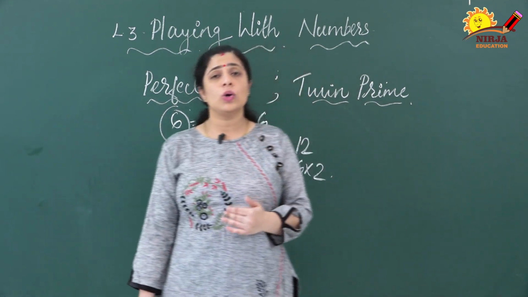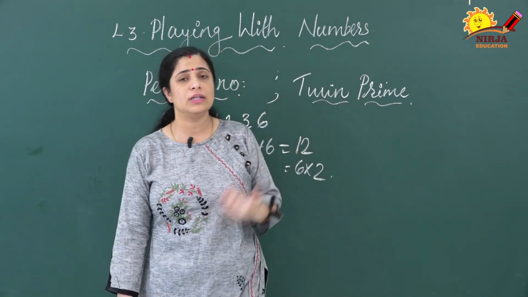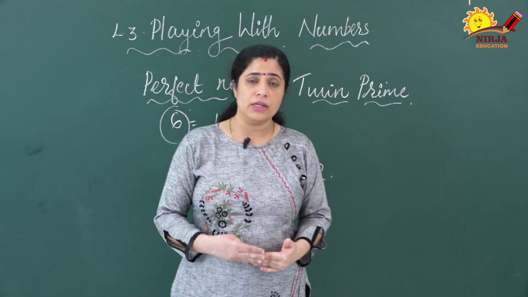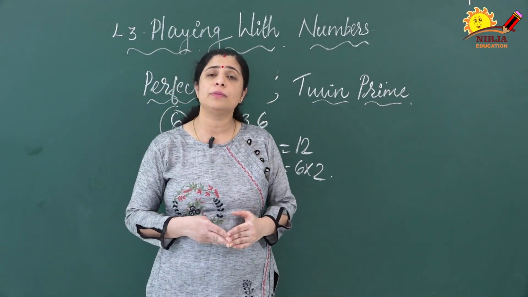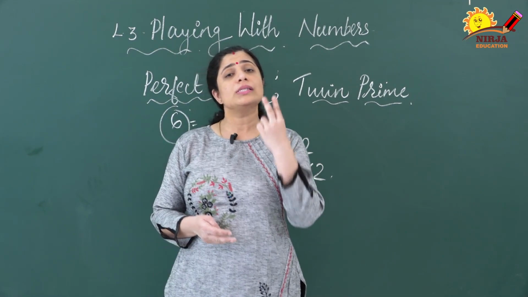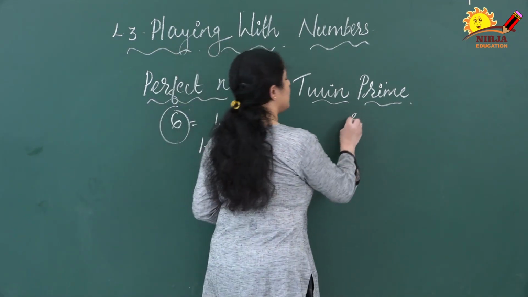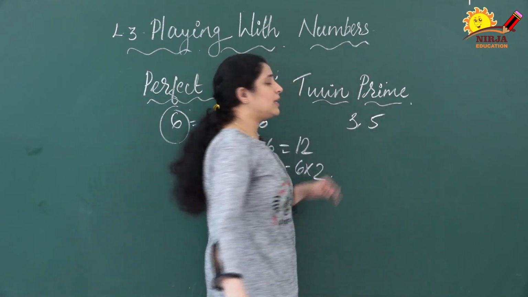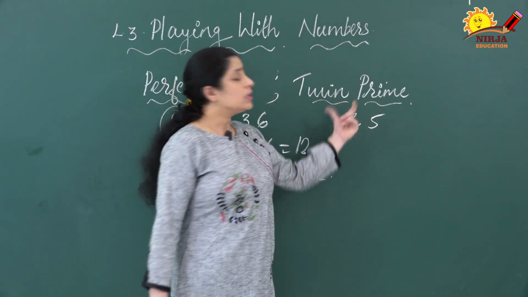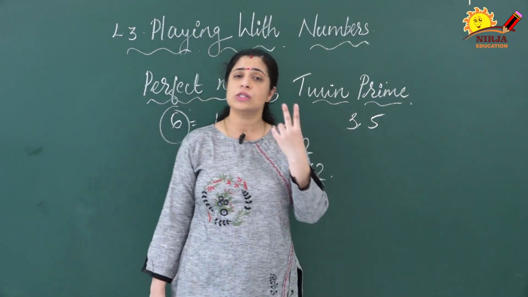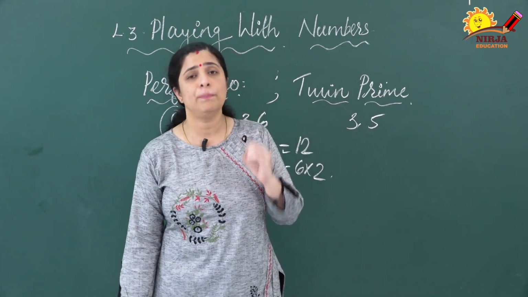Next we are going to discuss twin primes. You have already learned twin primes in the lower session. Twin primes means when you consider 2 prime numbers whose difference is 2, such prime numbers are known as twin primes. I am taking one example: 3 and 5. You know that 3 is a prime number and 5 is also a prime number. The difference of these two is 2. So these two prime numbers are known as twin primes.